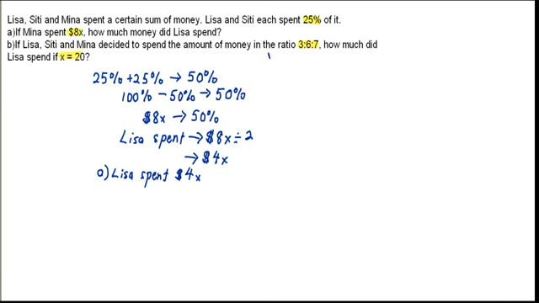Next, for question B, we shall draw a straight line for this. For question B, if Lisa, Siti and Mina decided to spend the amount of money in the ratio 3:6:7, how much did Lisa spend if x equals 20? First, we must find the total amount of money in terms of x. So we have been told earlier that Mina spent 8x dollars.